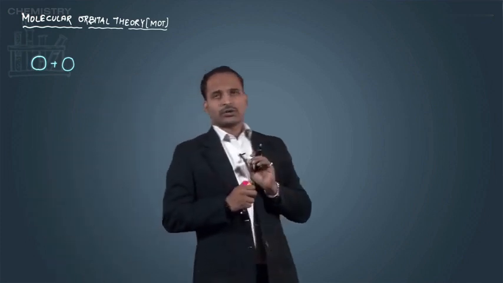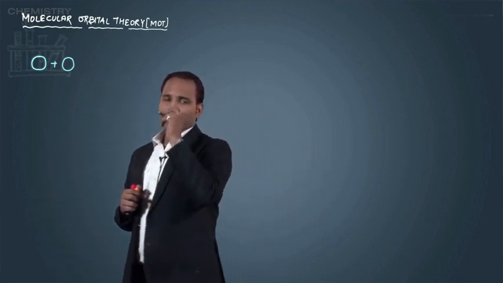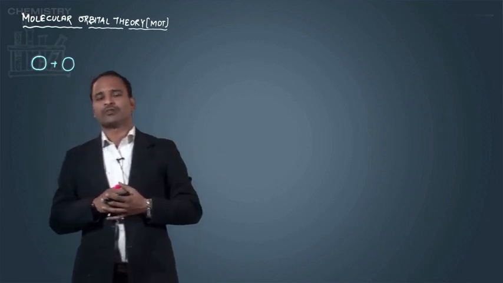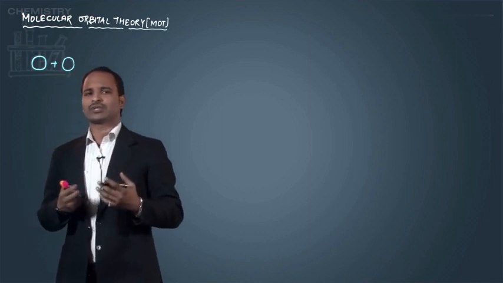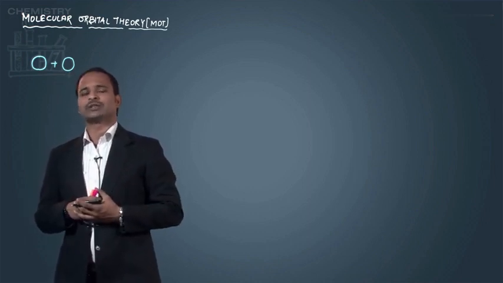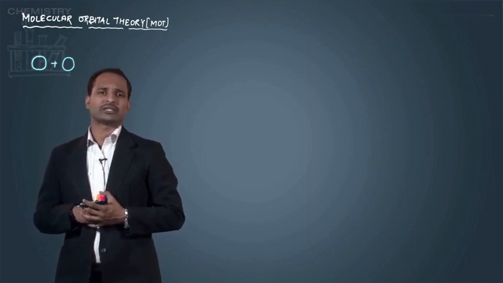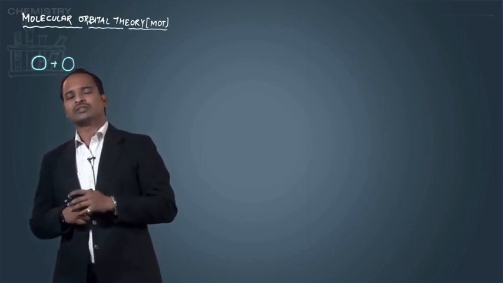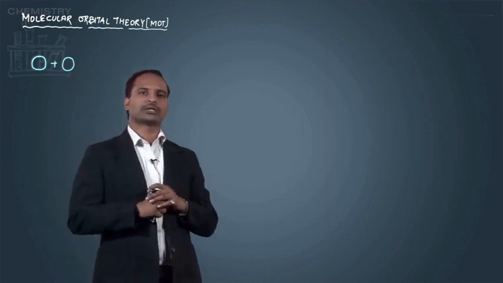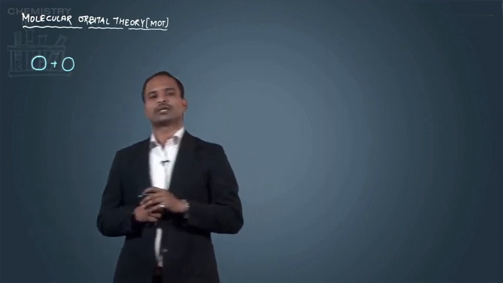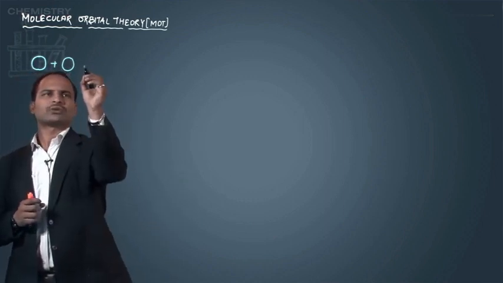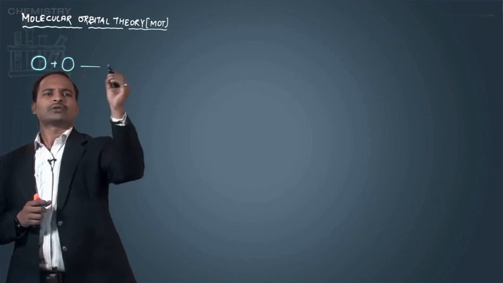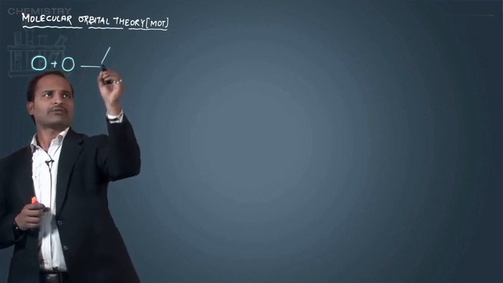Here the two orbitals combine, and then how many molecular orbitals will form during the combination? The molecular orbital theory says that the number of molecular orbitals formed totally depends upon the number of atomic orbitals which are combining. That means if two atomic orbitals are combining, then ultimately two molecular orbitals will form, out of which one will have a lower energy and one will have a higher energy.